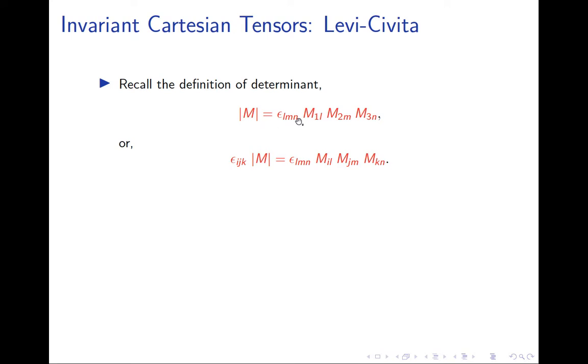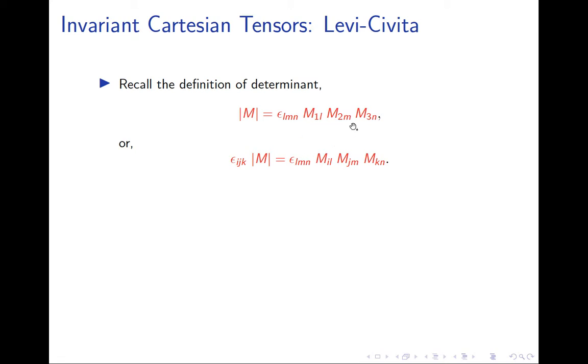And this is equal to epsilon LMN times M1L, that is the Lth element of the first row, M2M, that is the Mth element of the second row, and M3N, that is the Nth element of the third row, right? You can check that this formula is indeed true. L, M and N are all dummy variables, so you have to take all values, and when you write it down, this will give you the usual formula for the determinant. That you can check on your own, or maybe I will put a supplementary note where I show this is indeed true.